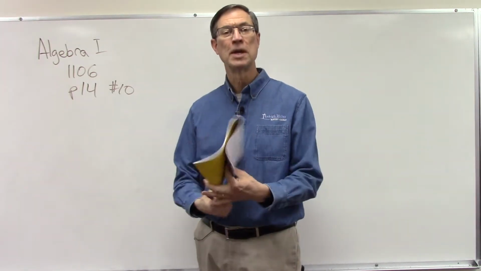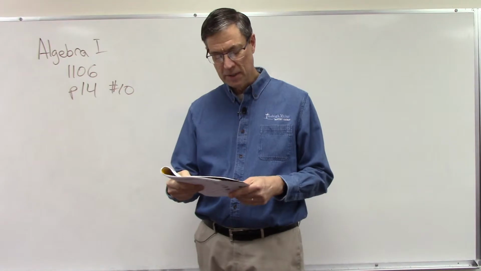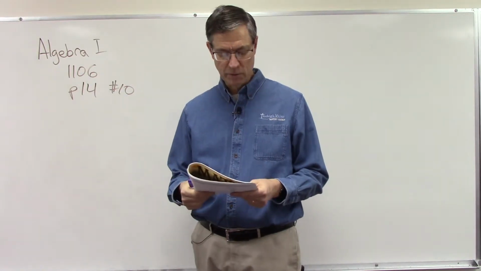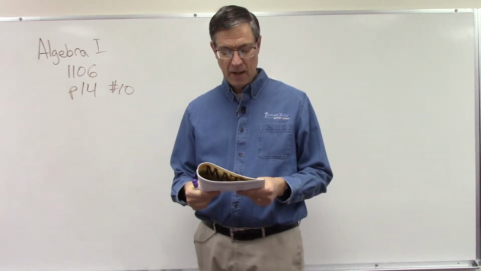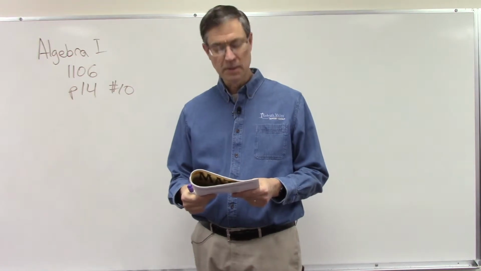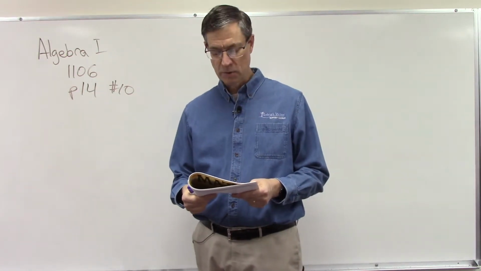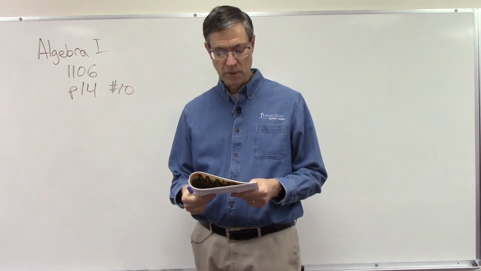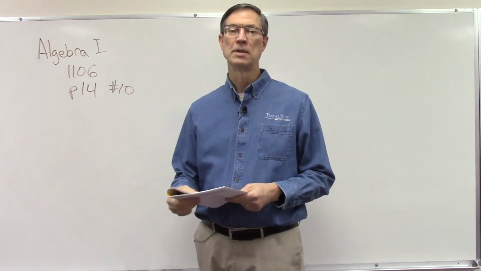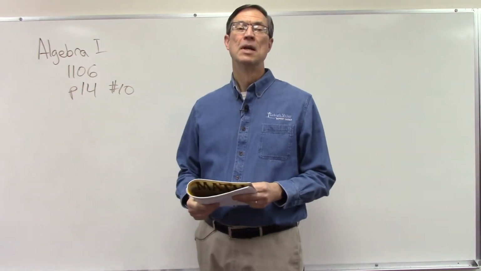Let's look at question 10. Here on page 14 it says a man invests $2,400, some at 9.5% interest and the balance at 7% annual interest. If he receives $208 in interest, how much should he invest at each rate?